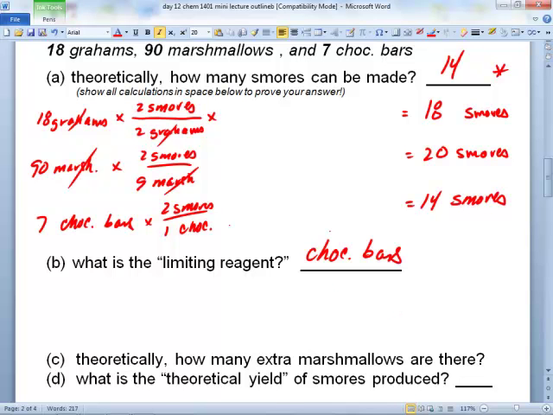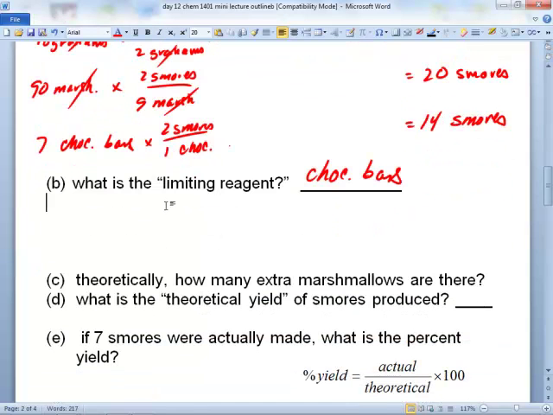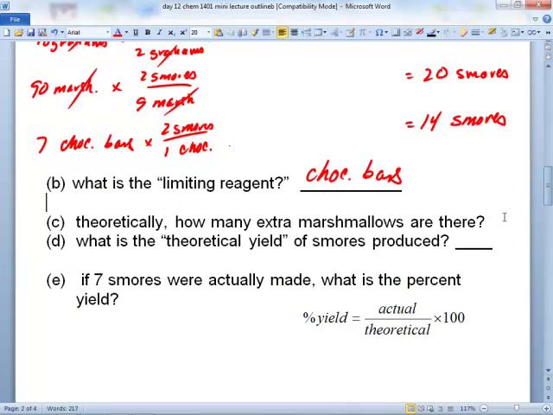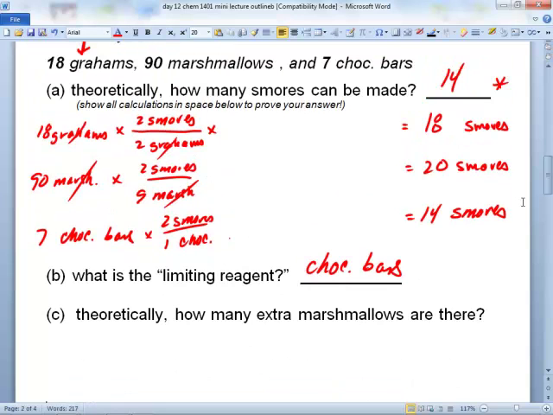Theoretically, how many extra marshmallows are there? So the chocolate bars all got reacted up first. That means everything else, there's something left over. The question is how many marshmallows are left over? How would you figure this out?